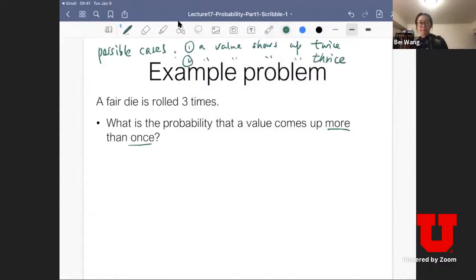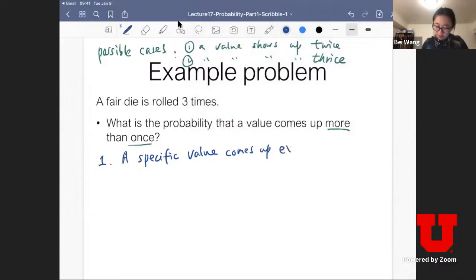All right. So that's exactly how we solve this problem. The first step is we study a specific value that comes up exactly twice.